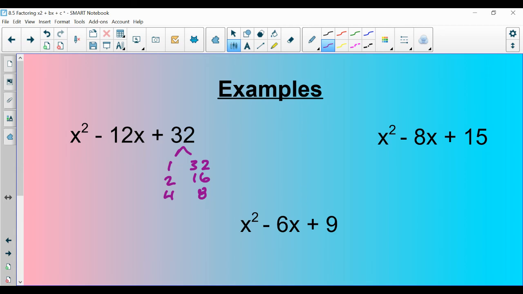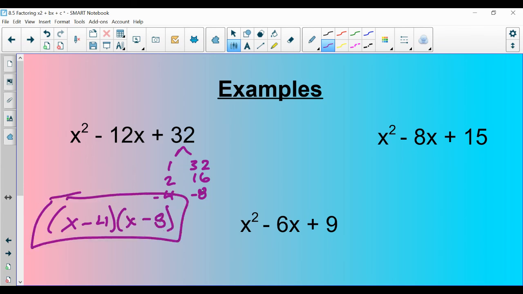1 and 32 could never add to -12. 2 and 16 could never add to -12. But 4 and 8 could. If the 4 was negative and the 8 was negative, then these two things multiply to 32 and add to -12. So it would be X minus 4 and X minus 8. Answer. Remember, you guys get to pick the signs.